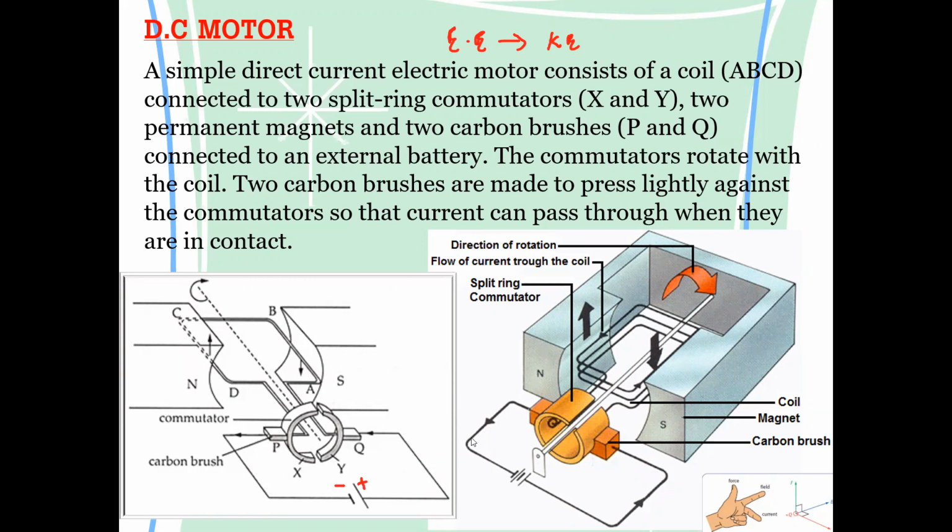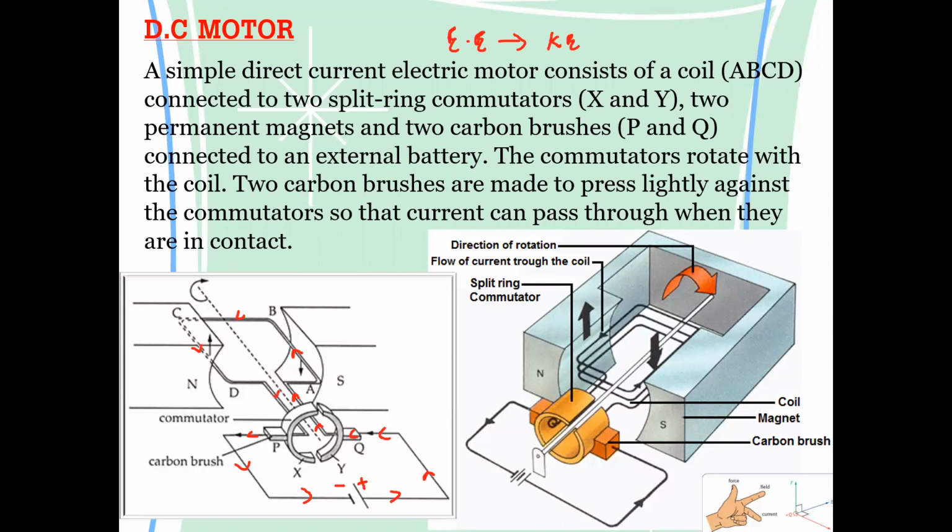So what is the direction of the flow of the current? The conventional current will move clockwise. First it will move through this, so this is the direction of the current. Now, after knowing the direction of the current, we want to find the direction in which this coil will rotate. How can we work out the direction of the rotation of the coil?